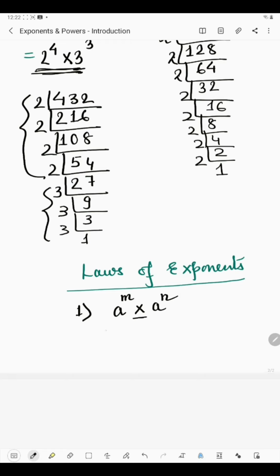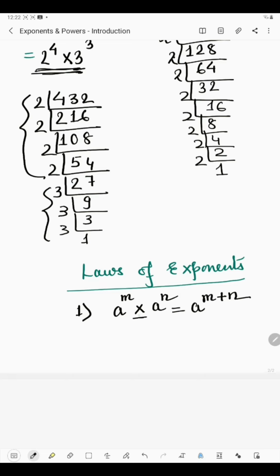So this can be written as follows: when the base is the same and a multiply sign is in between, at that time the powers are added. Here the powers are m and n, so it will be m plus n. So if a to the power m is multiplied by a to the power n, then it can be written as a to the power m plus n.